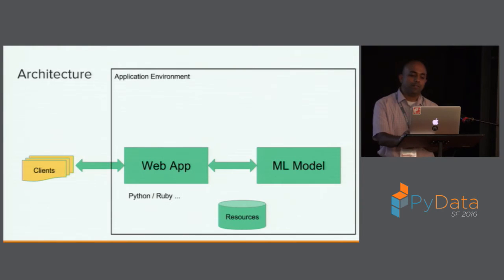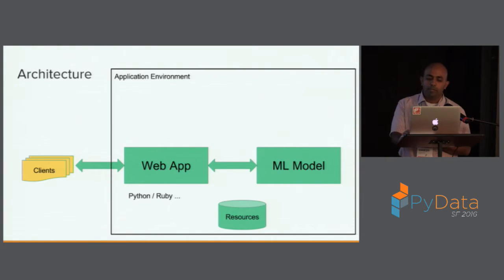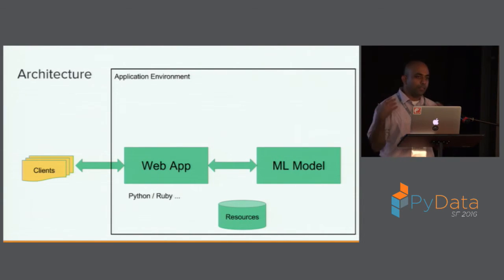So this is the architecture, and that's the motivation for this talk, where you have clients coming to your web application, which could be Ruby, Python, or whatever, and then they have ways to reach resources, but there's no easy way to reach your machine learning models. Machine learning models cannot be opened by other applications. They need to be opened within the same ecosystem that they were built in.